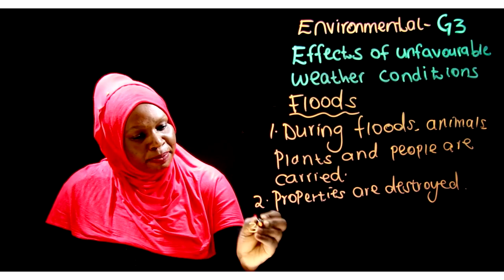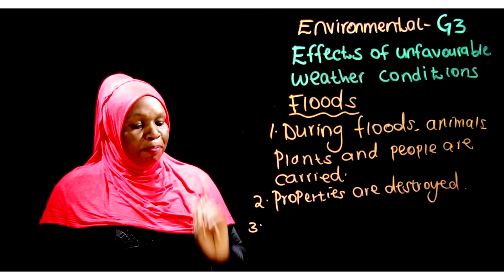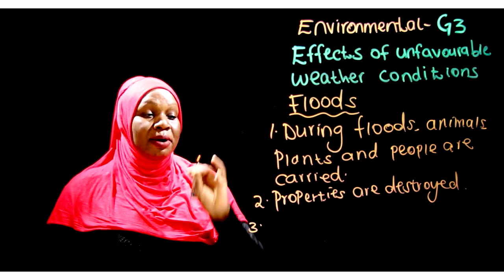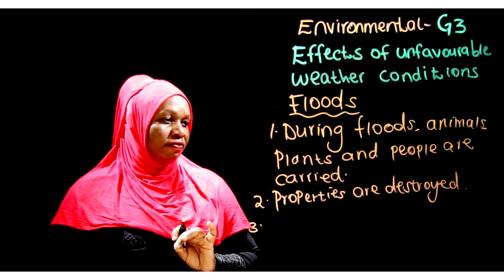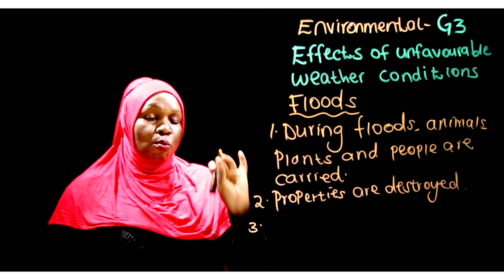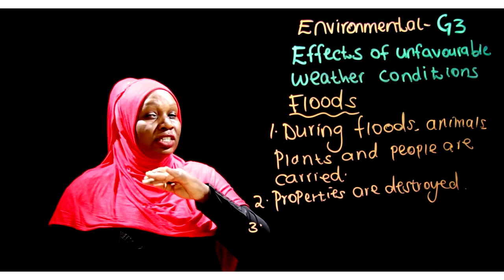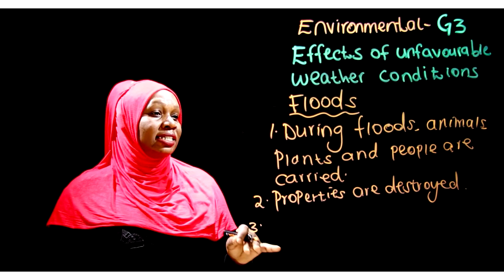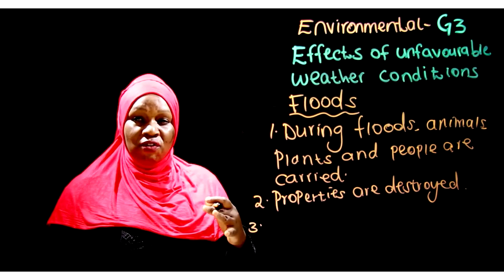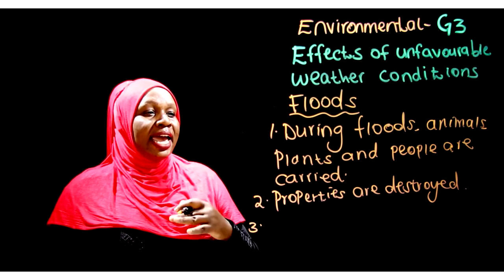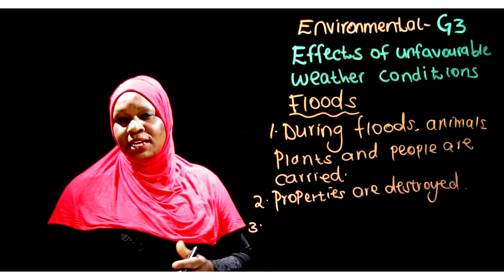Then the other thing that might happen is that movement of people and goods becomes difficult. What is the meaning of this? People cannot move from one place to another because the water is overwhelming. There's too much water, in a way that people cannot even move. How would you move when there's too much water and you can't even swim in that water?